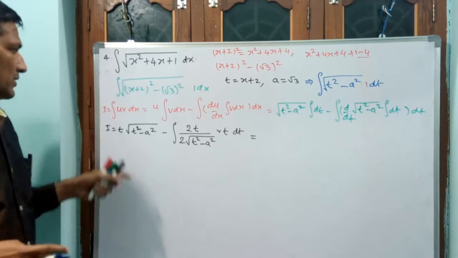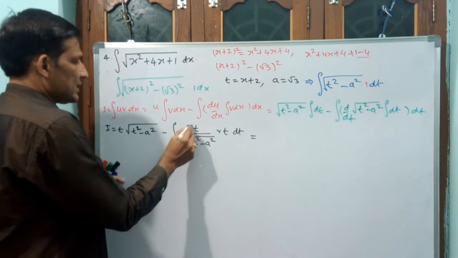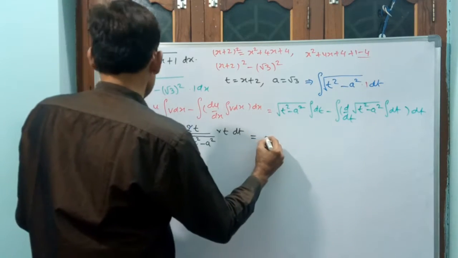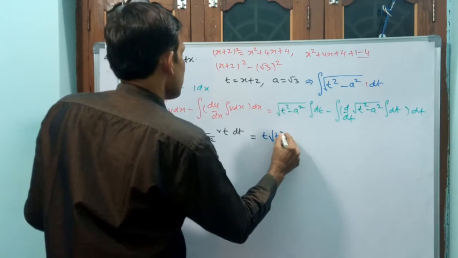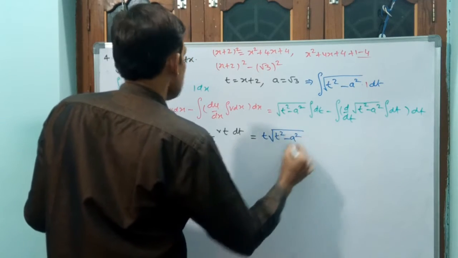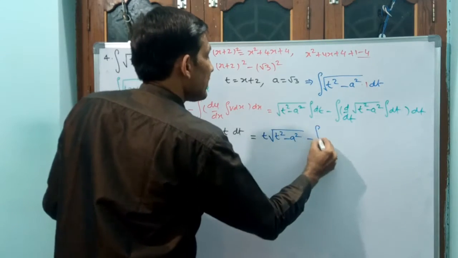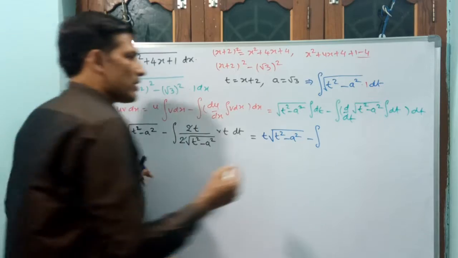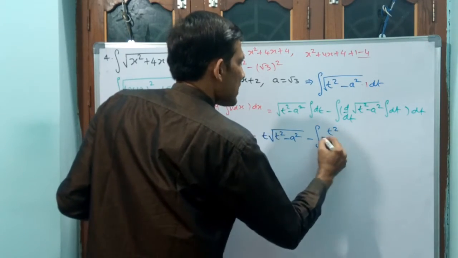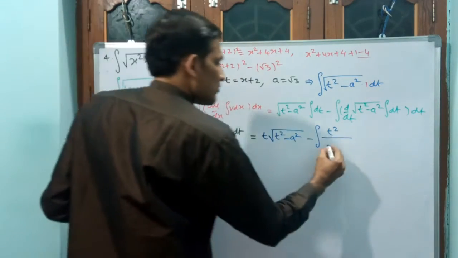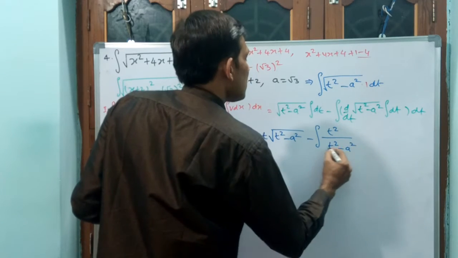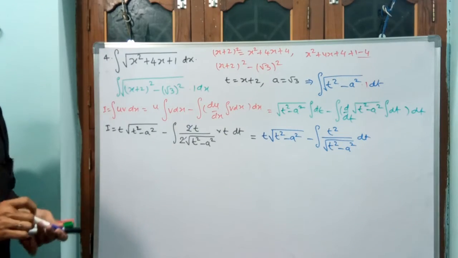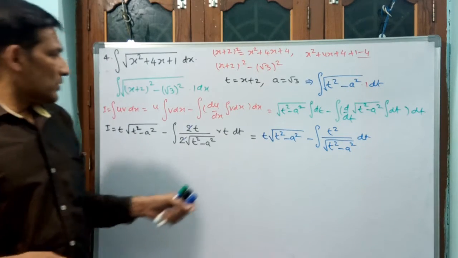Now once again, see, the 2 is going to get cancelled here, and t square is going to happen. I is equal to t into square root of t square minus a square, minus integral of t square by square root of t square minus a square dt. Is it okay? Okay. Now what I am going to do, this is I.